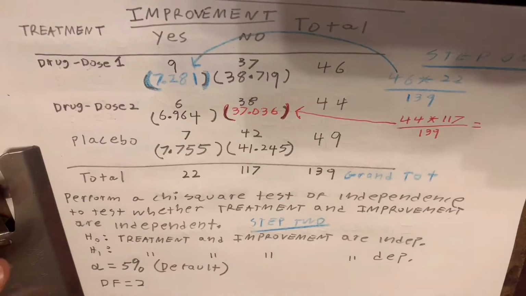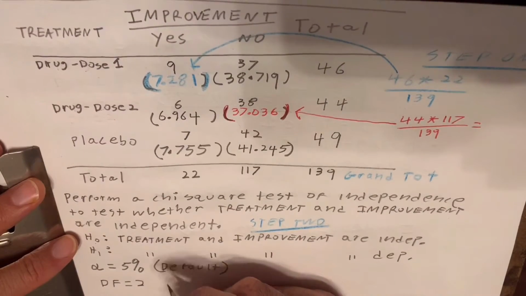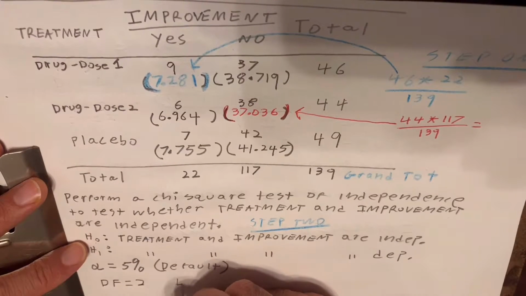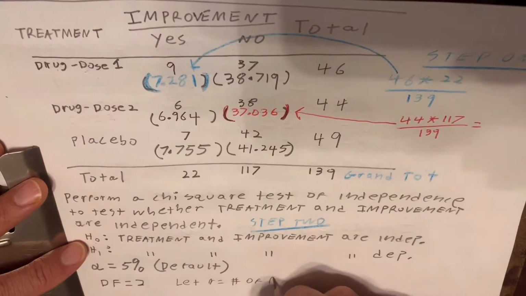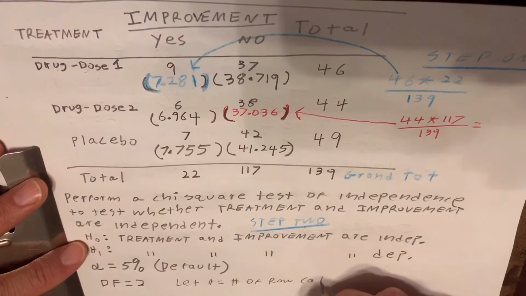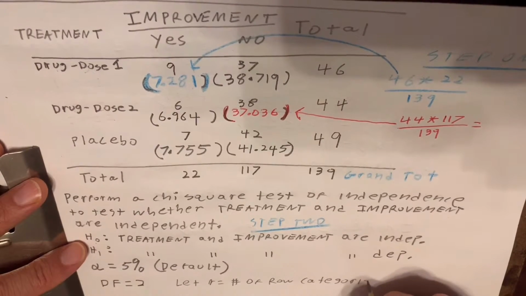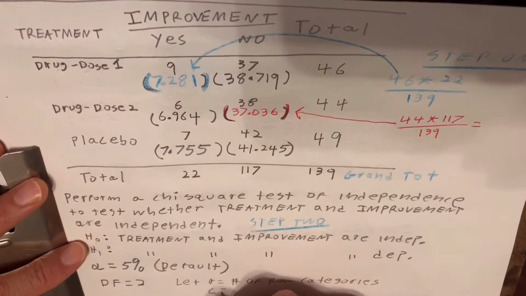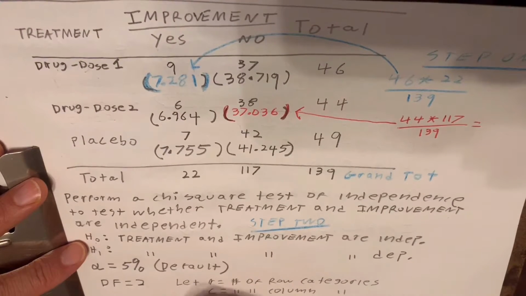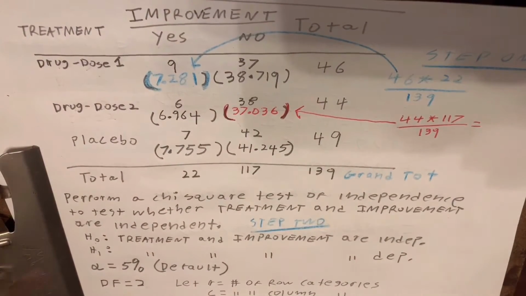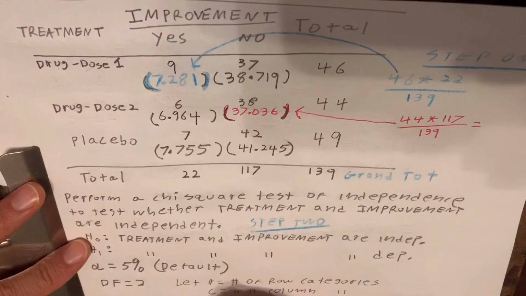And there's actually a formula for the degrees of freedom, which your professor may have told you, and I want to tell you what that is. So if we let R equal the number of row categories, and we let C equal the number of column categories, then the degrees of freedom of the chi-square score that we are going to calculate under the null hypothesis is equal to the number of row categories minus 1 times the number of column categories minus 1.